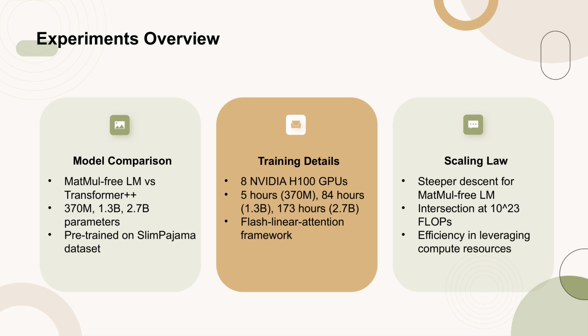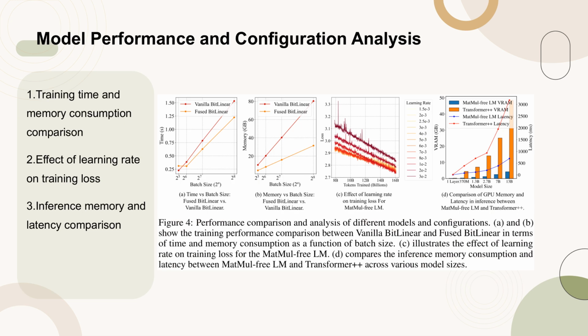We also evaluate the scaling law, finding that the MatMul-free LM exhibits a steeper descent compared to Transformer++, suggesting greater efficiency in leveraging additional compute resources. The scaling curves are projected to intersect at approximately 10 to the power of 23 FLOPs, indicating potential for superior performance when scaled up. Figure 4 provides a comprehensive analysis of the performance and configuration differences among various models.